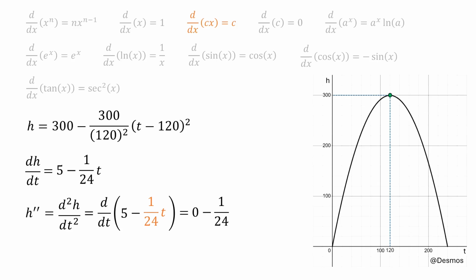The result is a negative value. This means the slope decreases as the function progresses. It starts positive and decreasing while going up, reaches 0 at the peak, and increases negatively as it goes down. That's how we know it's a local maximum.